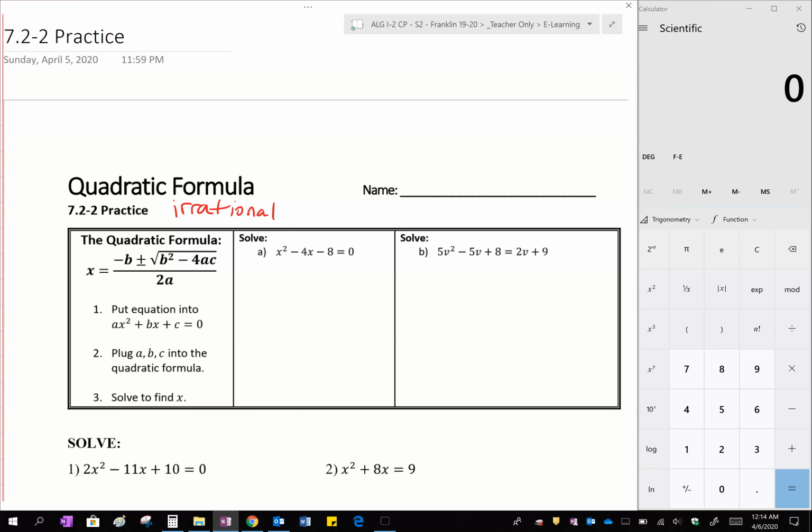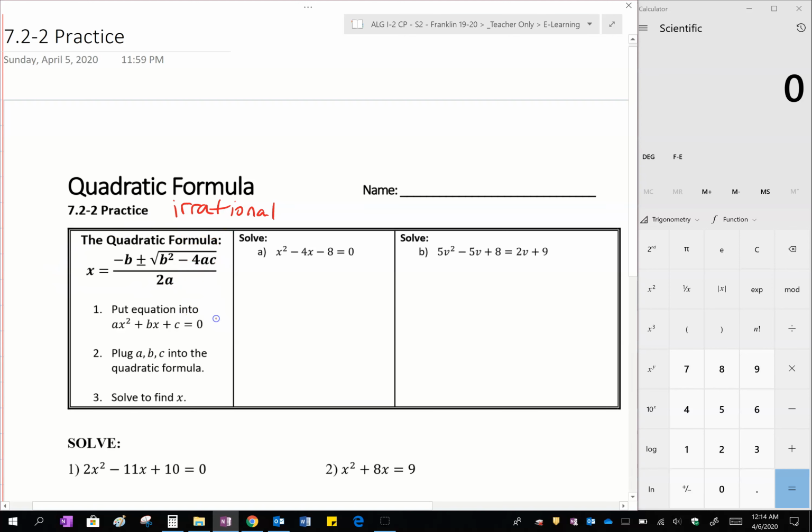Irrational numbers are numbers that make decimals that don't repeat or end. They just go on forever and never have a pattern. Pi is irrational. None of that matters, but that's just the type of number our solutions are going to be. So do it the same way. It's the same formula, right?